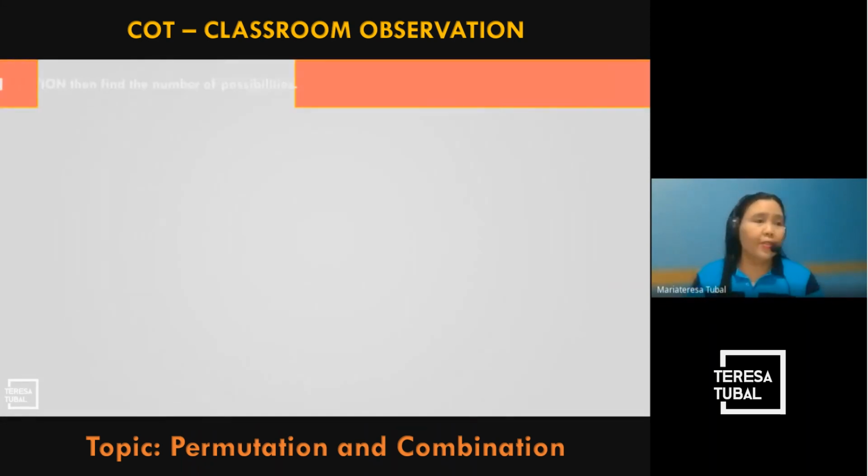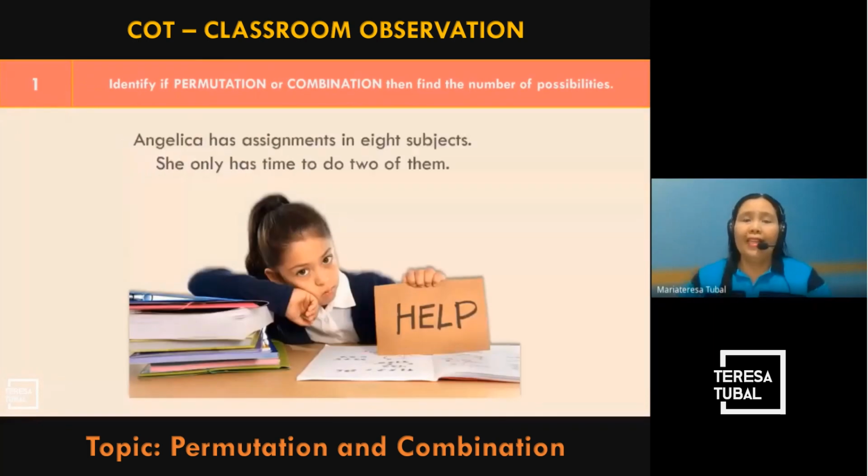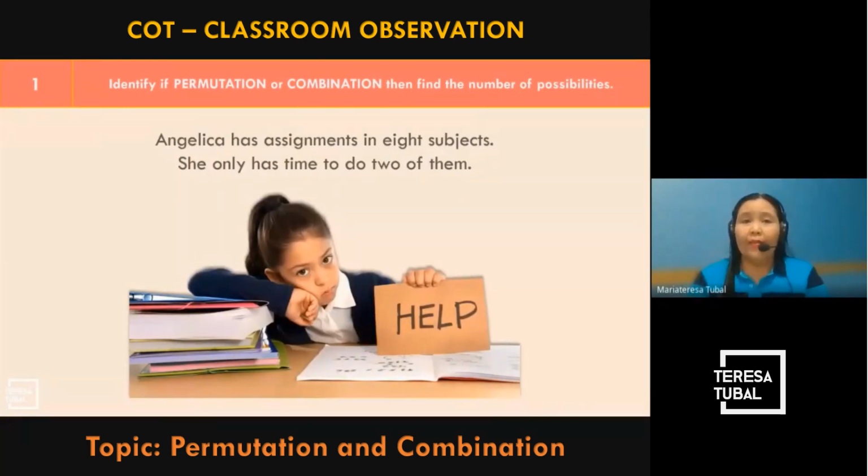So let us proceed to example number 1. Let us identify if the given problem is a permutation or combination. And then afterwards, let us find the number of possibilities. So first, we need to identify N and R. That is very important in the problem. If you identify N and R, and then afterwards, identify if the given is a permutation or combination. Based on the problem, Angelica has assignments in 8 subjects. She only has time to do 2 of them.